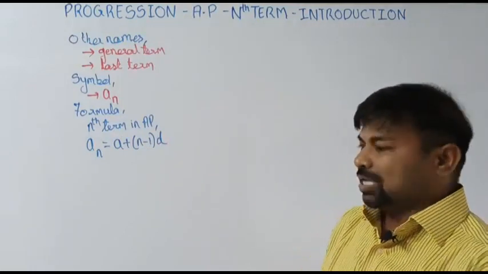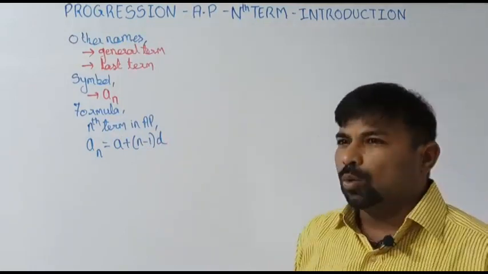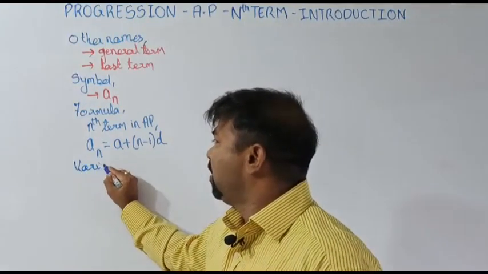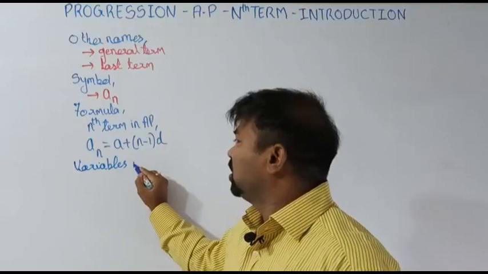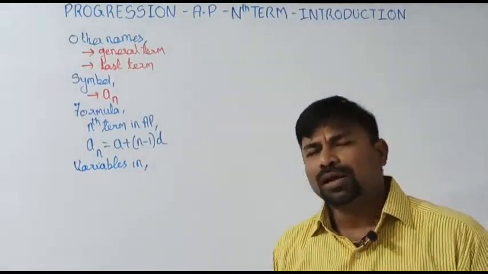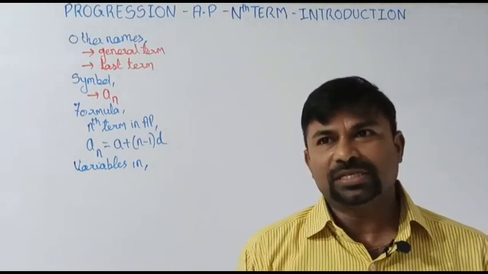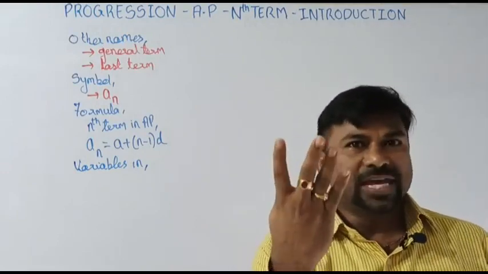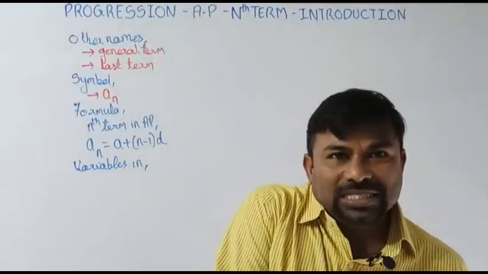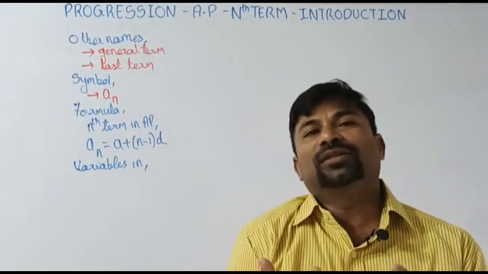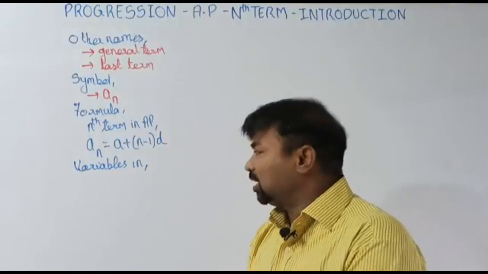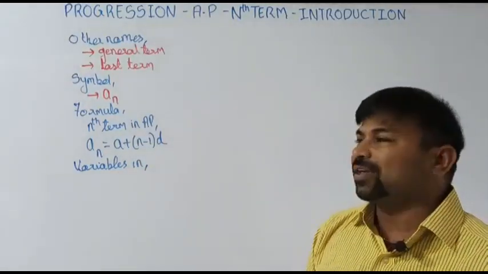Okay, so the next thing I would like to say is, what are the variables present in this formula? Variables in the nth term formula. What are the variables here? Why I am talking about variables here is, if you know the variables involved in the formula, then we can straight away think about what the question is, what has to be given in the question. We can think in that way, so it's better to know what the variables are here.